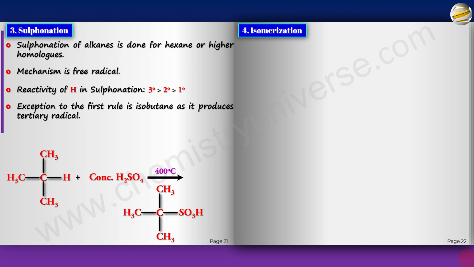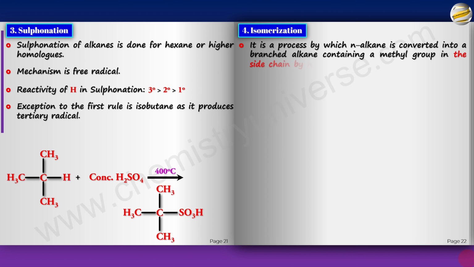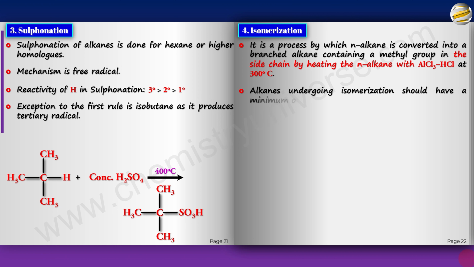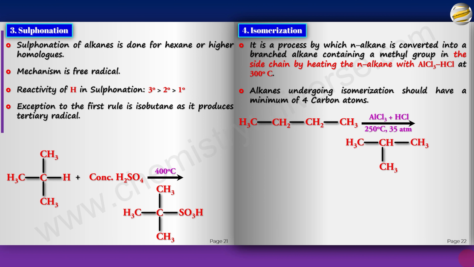Again, the mechanism is extremely weird in this. It's a process by which an alkane is converted into a branched alkane containing a methyl group in the side chain by heating the n-alkane with AlCl3 and HCl at 300 degrees Celsius. Now, alkanes undergoing isomerization should have a minimum of at least 4 carbons, because only then can you have chain isomers. Say for butane, if I treat this with these reagents, I get isobutane.